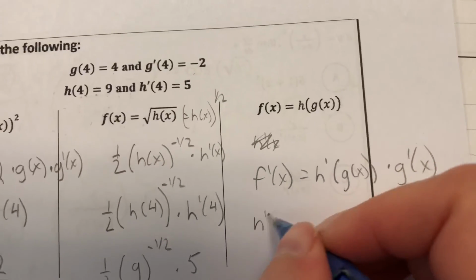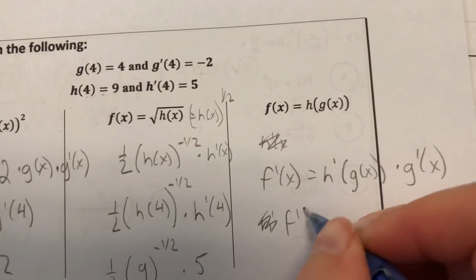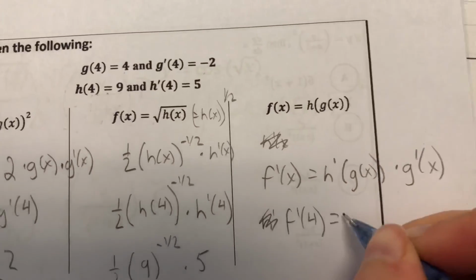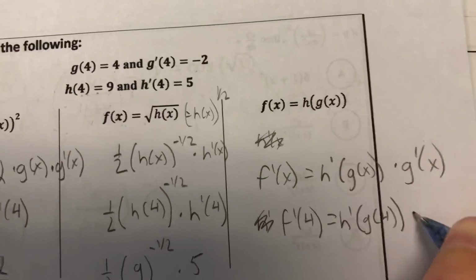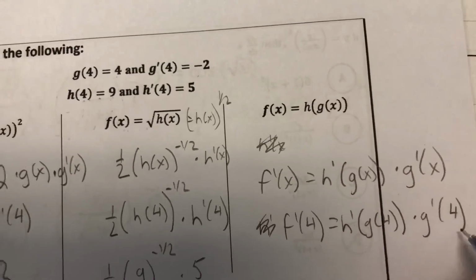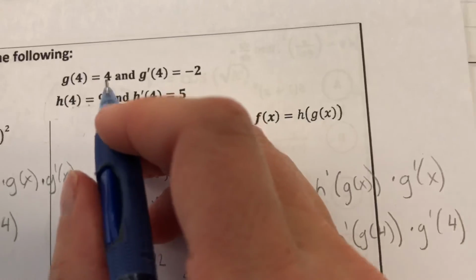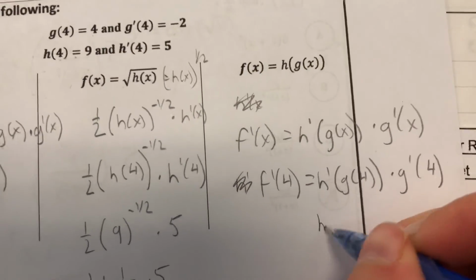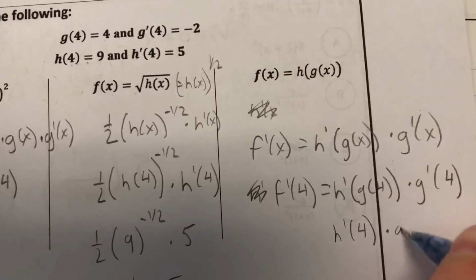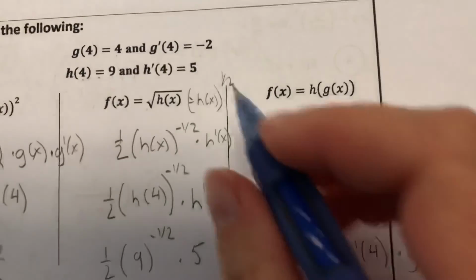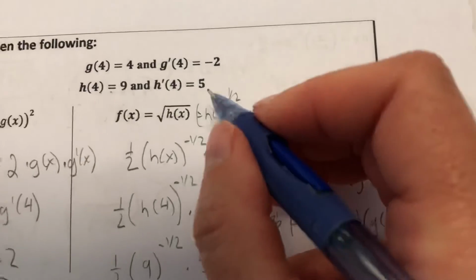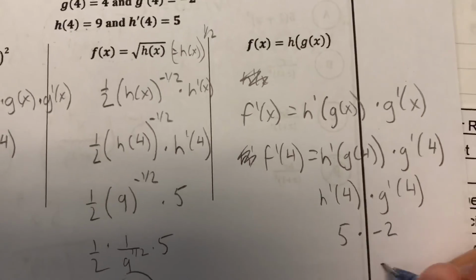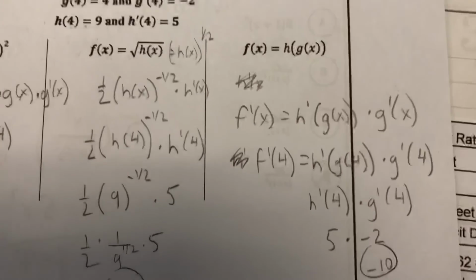So now if we go to plug 4 in, we have h prime of g of 4 times g prime of 4. So g of 4, according to this information, is 4. So this is h prime of 4. So h prime of 4 is 5. And then g prime of 4 is negative 2. So this is negative 10. All right, let me know if you have any questions.